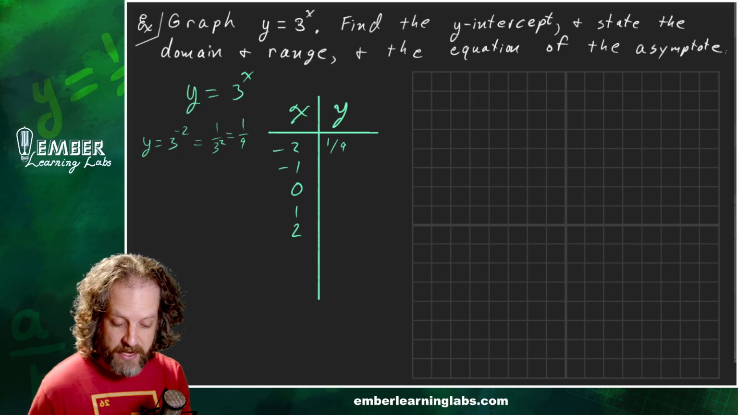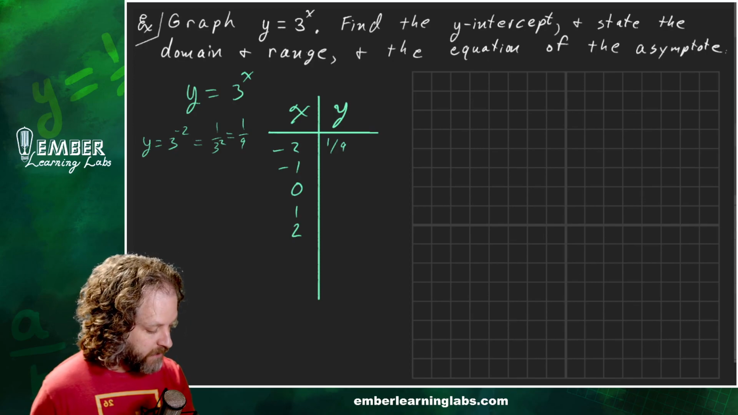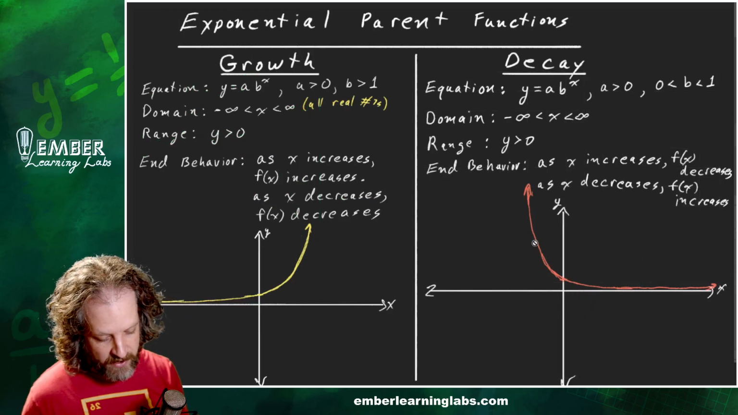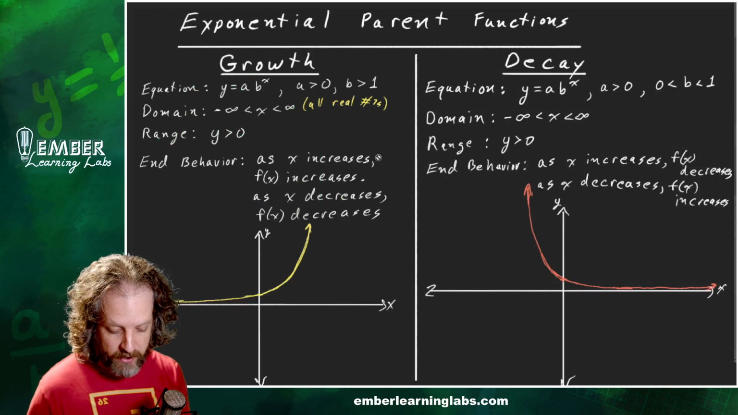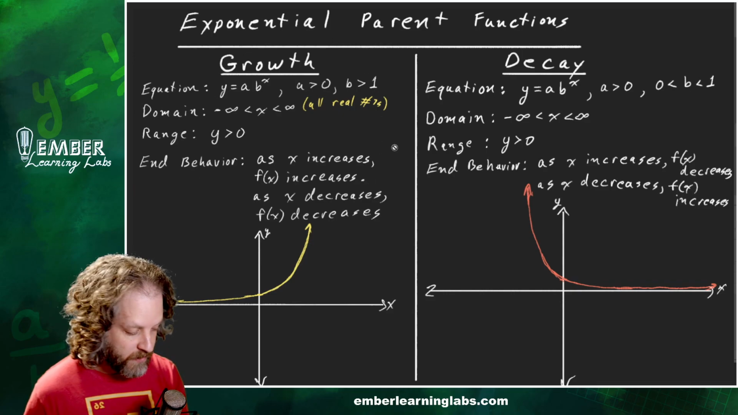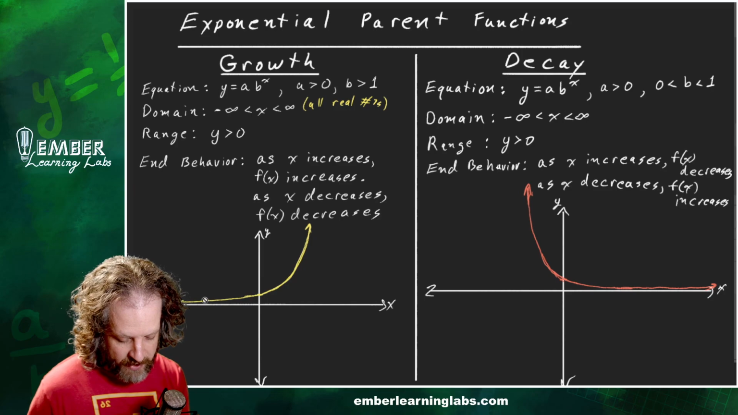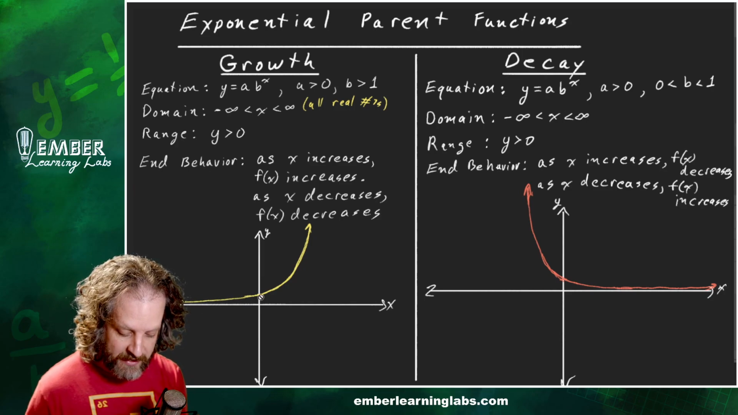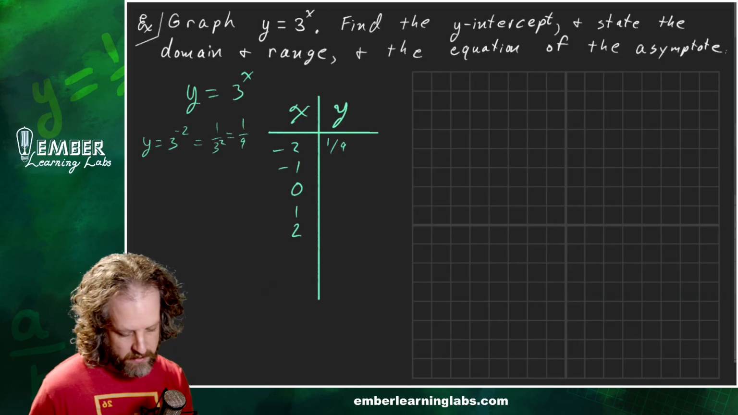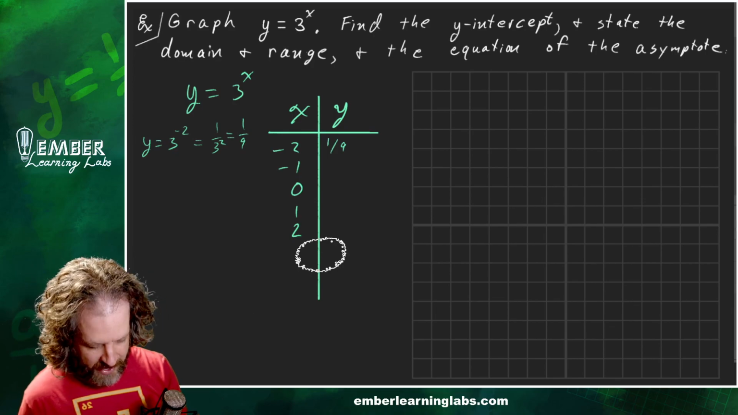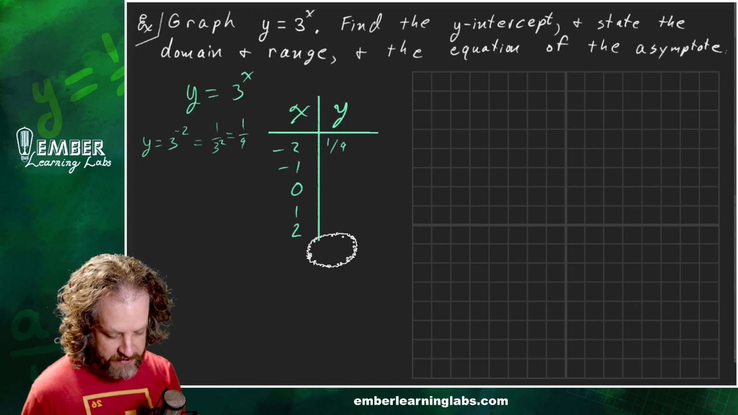Now, if we compare to our growth and decay function, this is the b, the base that is raised to the x. And b, in this case, is greater than 1, so this is going to be an exponential growth function. So it makes sense that if I plug in a negative number, it will be a little number over here. So that answer so far makes a lot of sense.